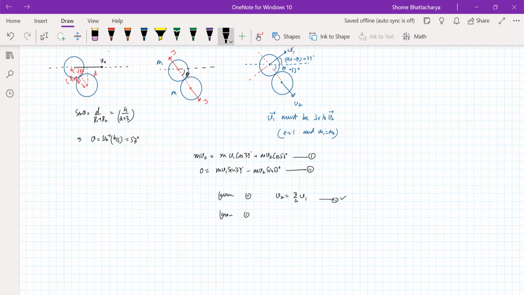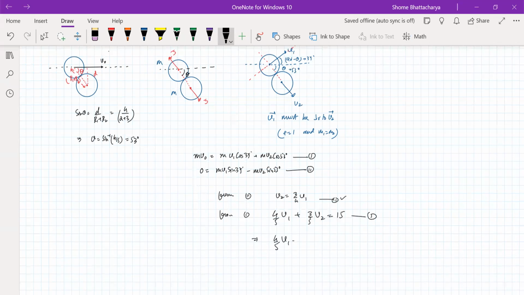So cos 37 is how much? 4/5. So 4/5 V1 plus cos 53, which is 3/5 V2, is equal to V0, which is 15. That should be the first equation. So now when we substitute this here, we'll get the correct value.